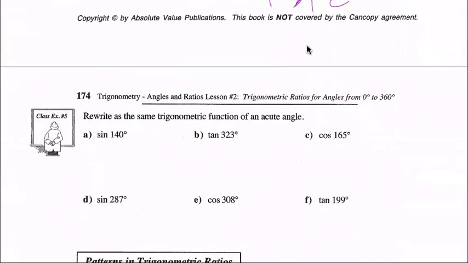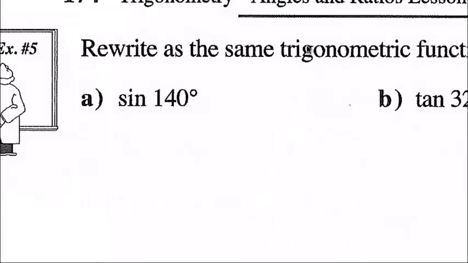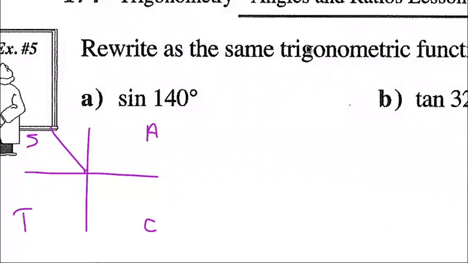Over the page, rewrite the same trig functions as an acute angle. So sine of 140 degrees. I first determine my sign, positive or negative, by the way. There's my angle. That's in quadrant 2, CAST. Sine is going to be positive, so I know my answer is going to be positive. Then I think, well, if this is 140 degrees, then my reference angle has to be 40. So sine of 140 is also going to be equal to the sine of 40 degrees. Okay? That's the beauty of reference angles, and that's what we're going to want.